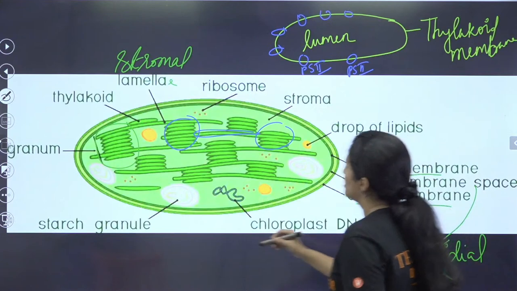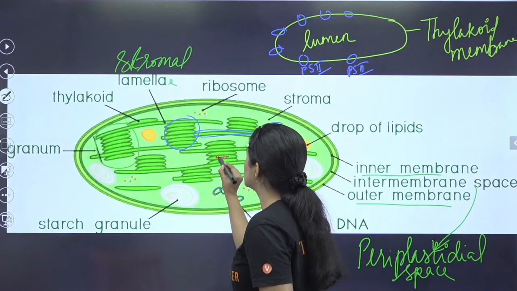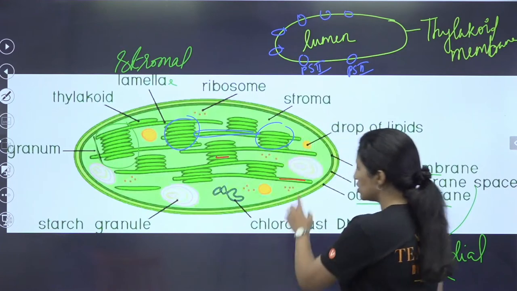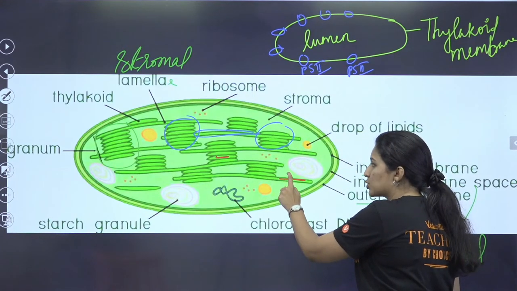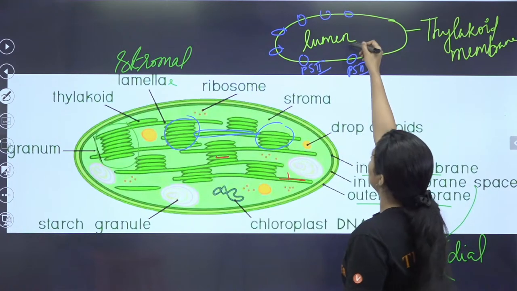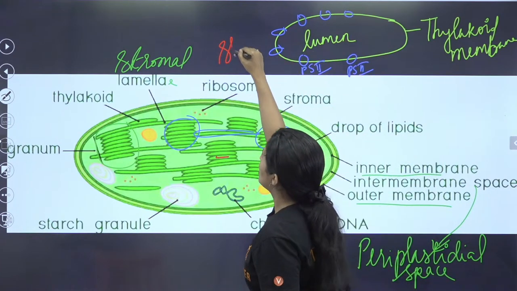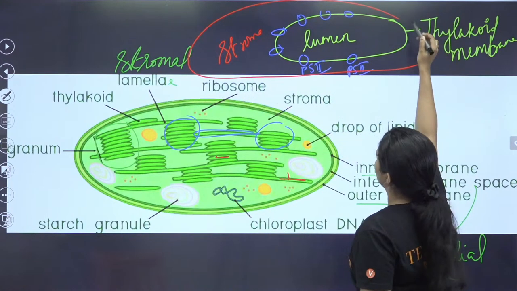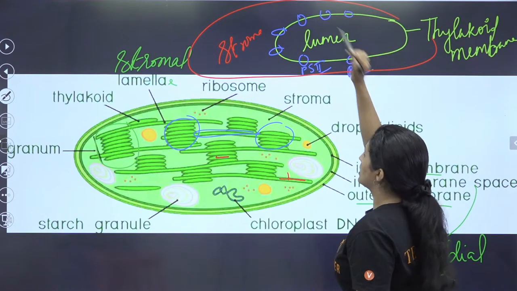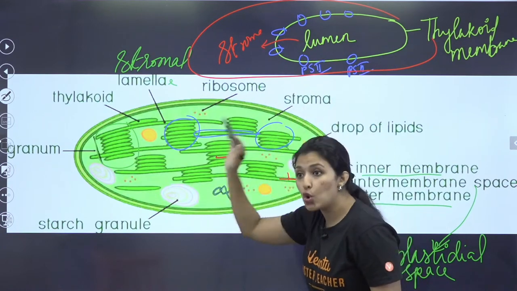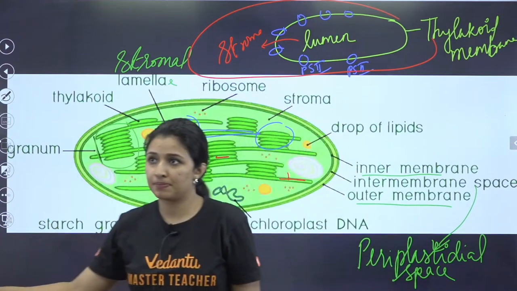Okay. So, imagine this is all happening. Lumen is inside. Each of the thylakoids has a lumen inside. So, H plus is inside the lumen. From here, it is going outside to the stroma. We are talking about the reactions happening. So, you see here, lumen is there. Stroma is outside, inside the entire chloroplast. Right? So, lumen is there. So the H plus moves from the lumen to the stroma through the ATP synthase enzyme.